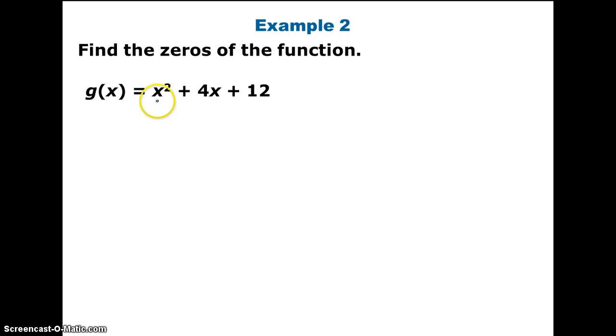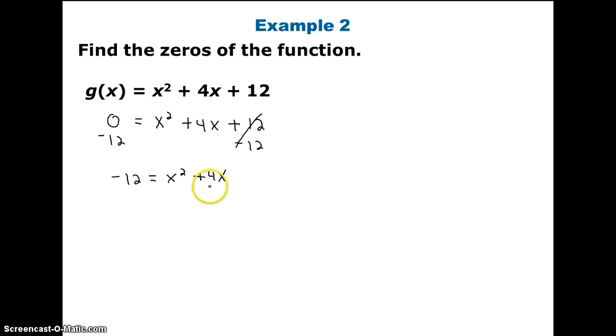So it says find the zeros of the function. So first, g of x must go, you have to change that to a 0. So here's a 0. Keep in mind we are using completing the square. That's what we are doing to solve. We must have the variables by themselves and on the same side. So I'm going to subtract 12 from both sides. This cancels. So negative 12 equals x squared plus 4x.